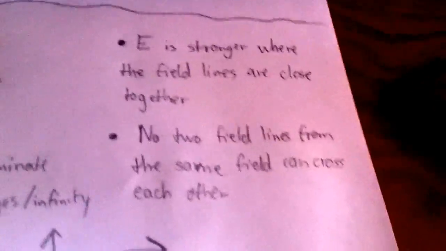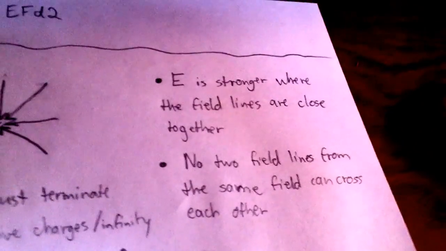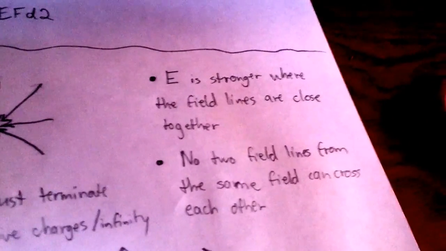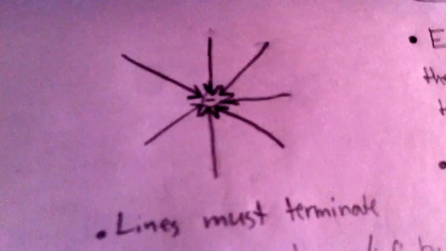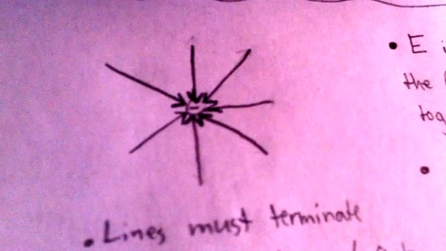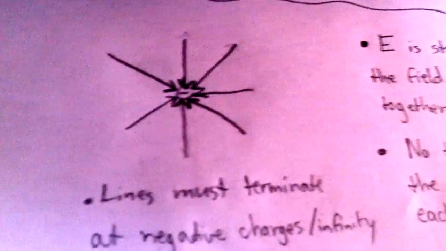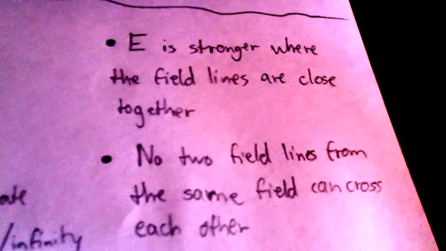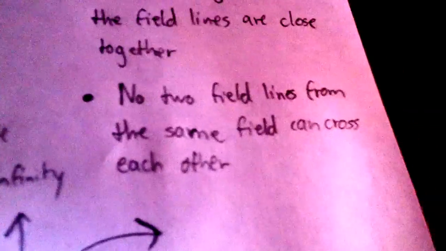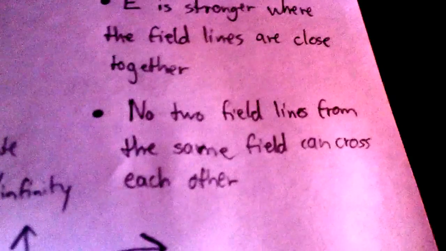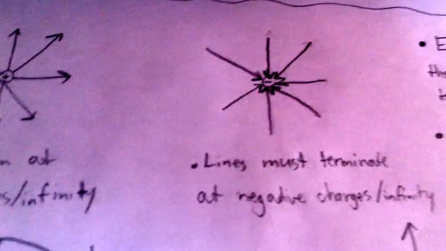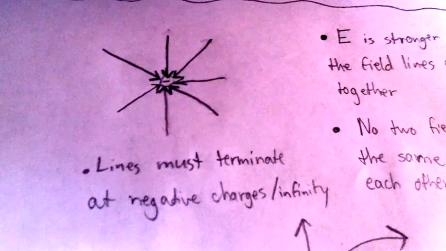Also, another thing, E, or the electric field, is stronger where the field lines are close together. And this is true right here. As you can see, all the arrows are clustered at that point. That's probably the strongest point in that electric field, when the lines are very close together. Likewise, when they're spread apart, they're weak. No two field lines from the same field can cross each other. That's just a rule. Whenever drawing field lines, you don't do that. It doesn't exist.